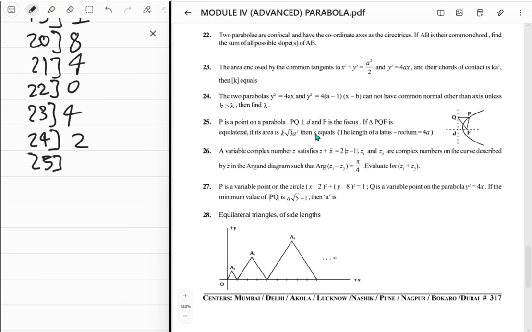P is a point on the parabola. PQ is perpendicular to D. What's D? Oh, it's the directrix. Okay. And F is the focus. So PQ is perpendicular to the directrix. Fine. F is the focus. If triangle PQF is equilateral, its area is this thing, and K equals what?